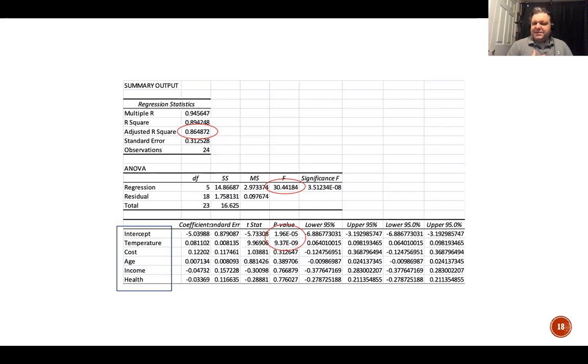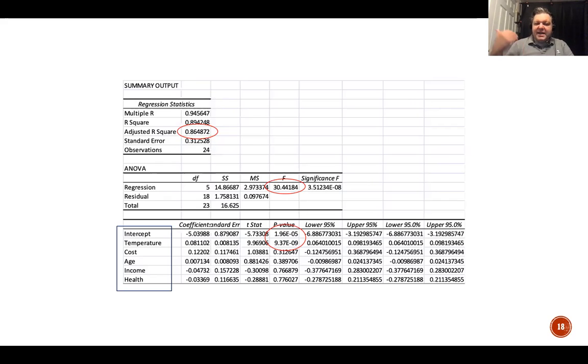Do I feel the ice cream is expensive? Well, that's 0.31. That's greater than 0.05. Do I feel my age is important? That's 0.38. Does my income matter? Well, that's 0.76. Does my health matter? That's 0.77. That's even worse.